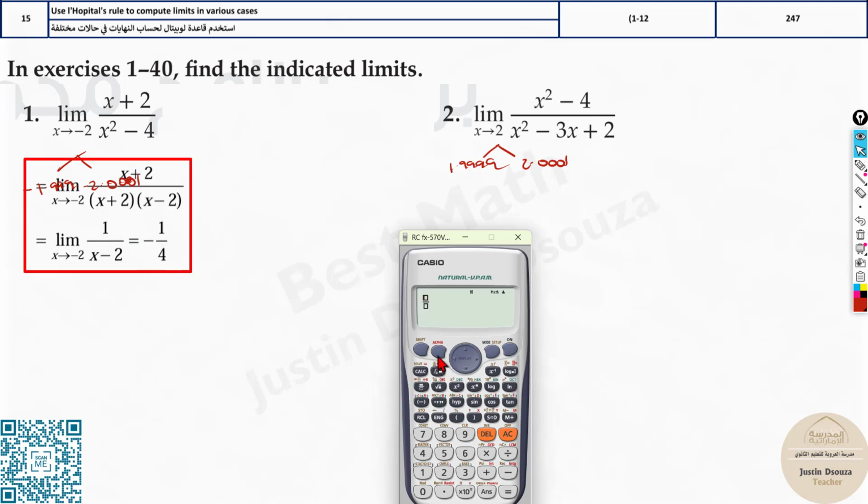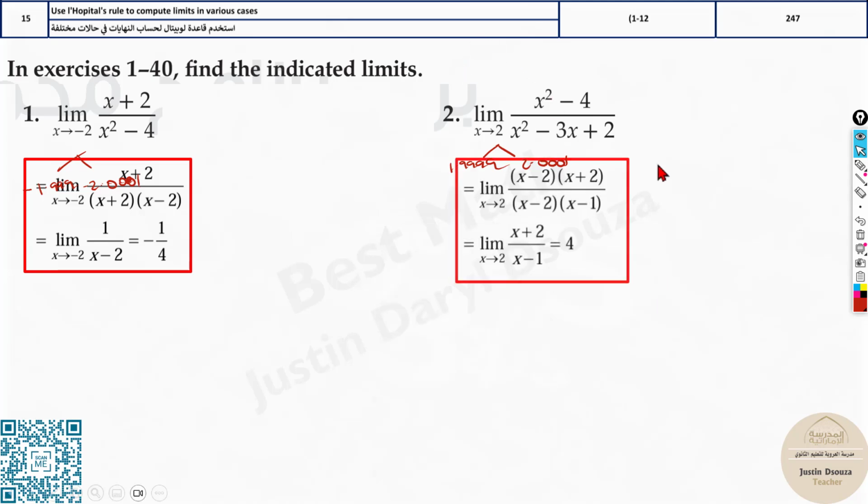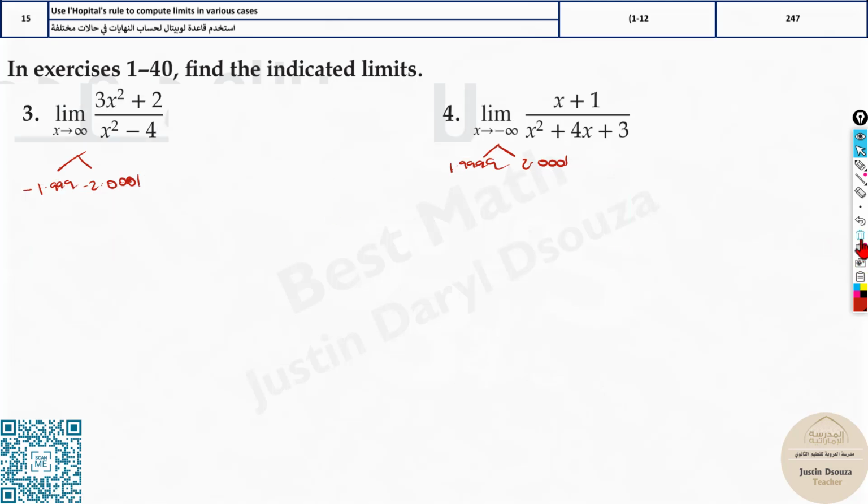What about this one? Let's write it out. X squared minus 4 divided by x squared minus 3x plus 2. And all we do is calculate it at now positive 1.999. We're getting over here 4. See, it's almost 4. And then calculate it at 2.0001. And over here we are just getting 4 because I put many zeros. But if you put just some zeros, you will get something like 4.001 or 3.999. So that is the answer. Very easy problems. Please do these by yourselves.